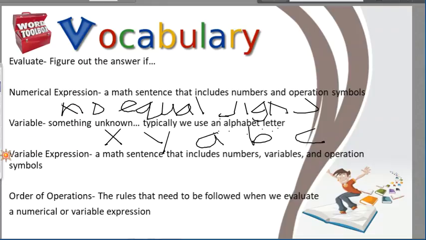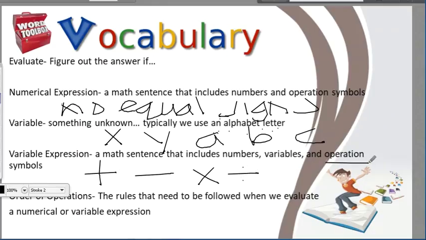The next one that I want you to have down is variable expression. This is a math sentence that includes numbers, variables, and operation symbols. Operation symbols just means addition, subtraction, multiplication, division. These would be operation symbols. So if it's a variable expression, it's a math sentence that has numbers, variables, operation symbols. Remember, expressions do not have equal signs.